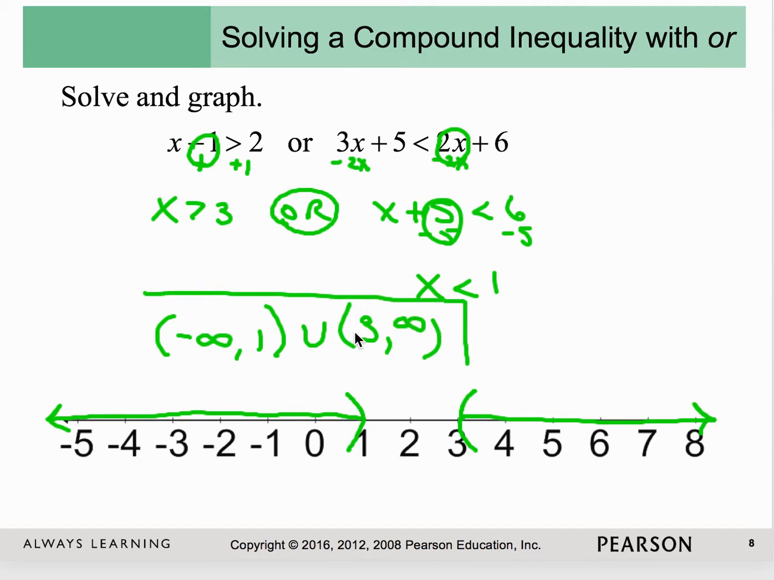Notice really when we have an and like we did last time, because of what and means, and is their overlap, I'm never really going to use that or symbol in my interval notation because I'll have just one interval, because it's the stuff in this one and also at the same time in the other one. But with the or, right, it can be either one. Oh, it can be over on this side or on that side. It just can't be in here.